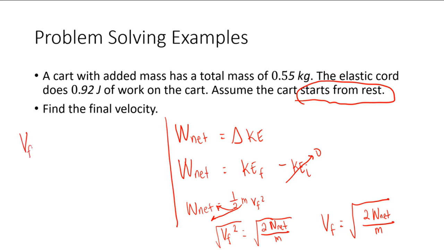So to calculate for the final velocity, that would be equal to the square root of 2 multiplied by the work net, 0.92 joules, over the mass of the cart, which is 0.55 kilograms. Please take note, the given here is total mass, not the added mass. Okay? Because you might think that you will have to add some more mass because of that. But no, the given in this problem is the total mass. So to calculate for the final velocity, what would be the answer here, Madrinian?